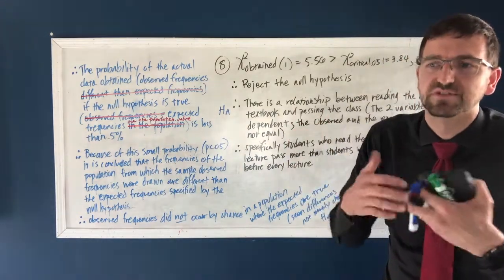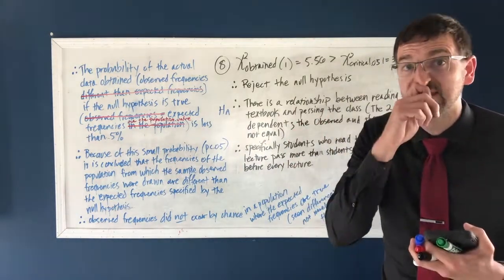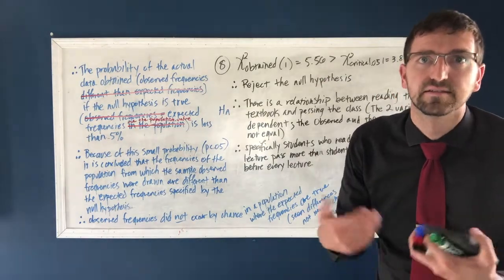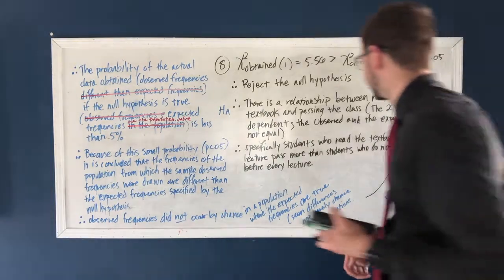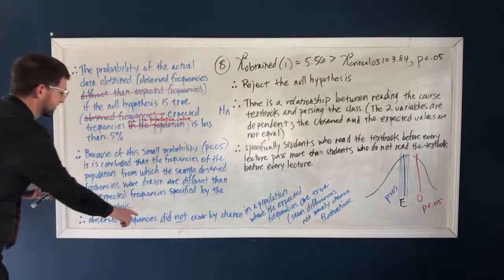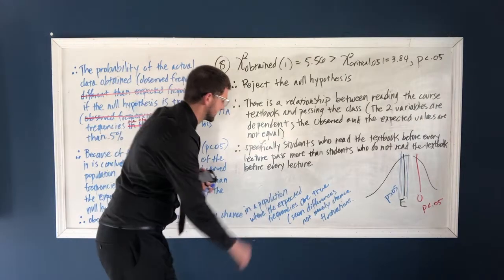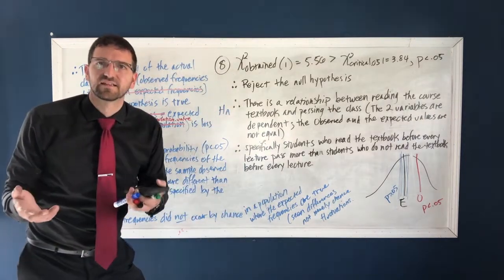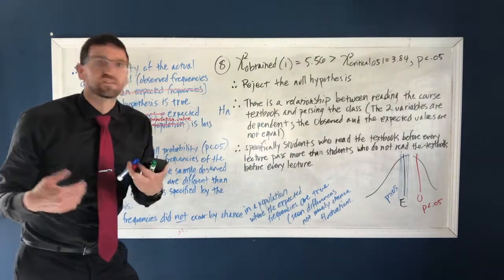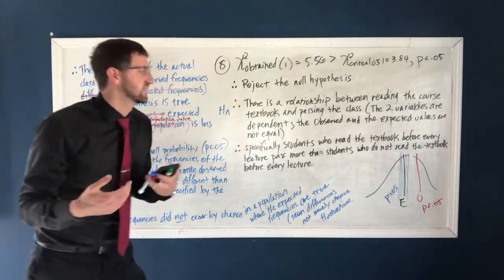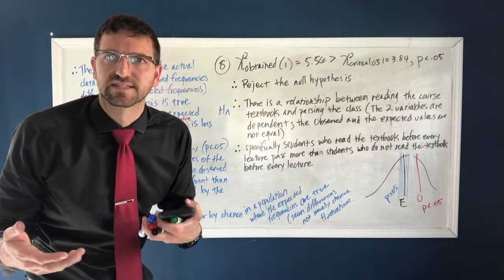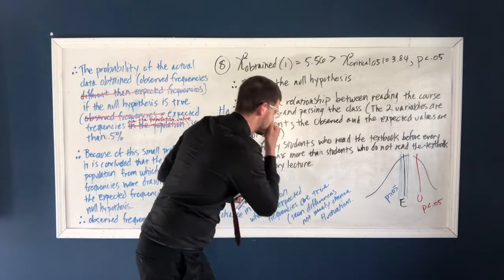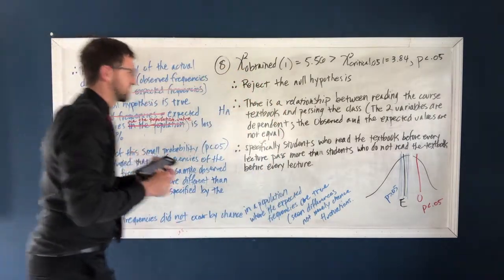Our observed values were so different that the probability of us getting them, if the expected values are true, is less than 5%. So the observed frequencies did not occur by chance in a population where the expected frequencies are true. They're not chance fluctuations, they're not due to sampling error. The observed frequencies that we see are not due to sampling error. Seeing differences, not merely chance fluctuations. Okay, good, so we covered that.